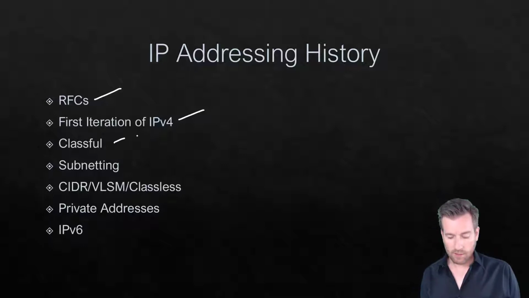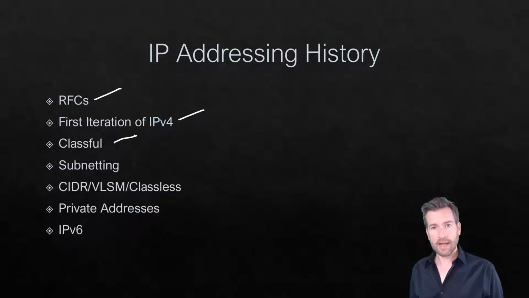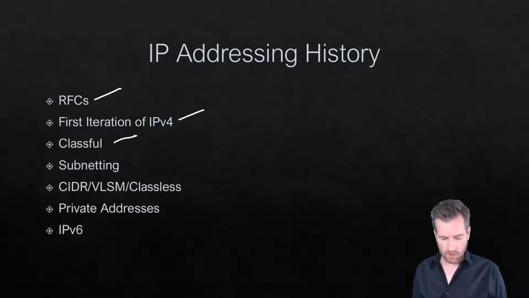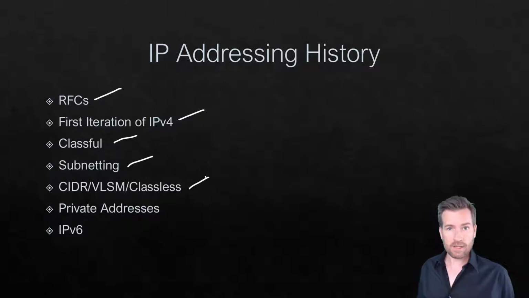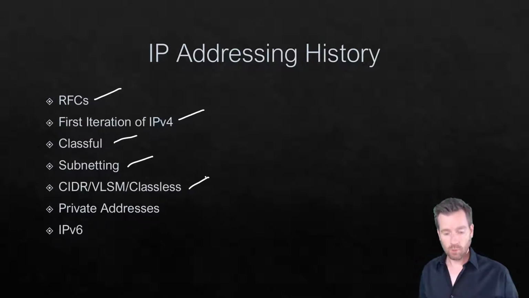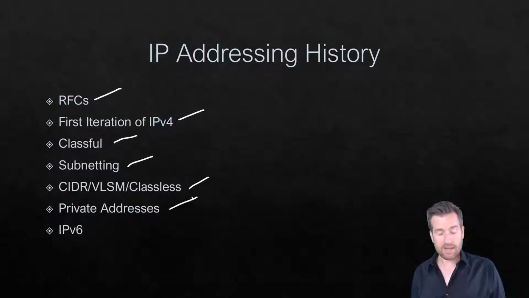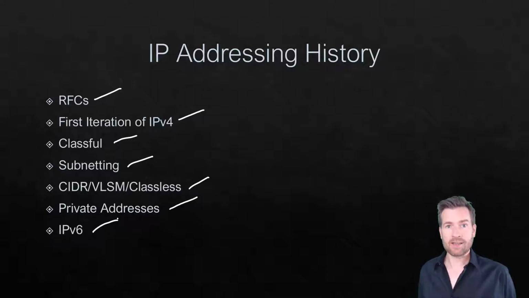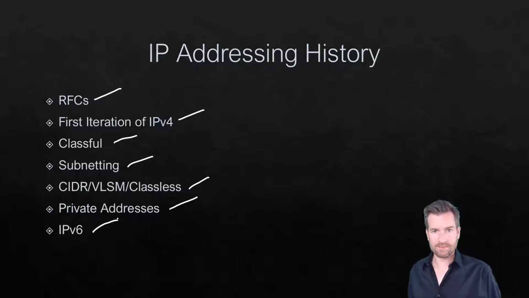Then we'll talk about classful addresses and how classful addresses are set up and what they look like. We'll talk about where subnetting came about and what it looks like. Then we'll get into CIDR, VLSM, Classless Routing. Once again, it's not going to be an in-depth look into that. We're just going to be covering it real quickly, and then we'll take a look at private addresses, and then we'll wrap this up with a brief overview of IP version 6 and the need for IP version 6.